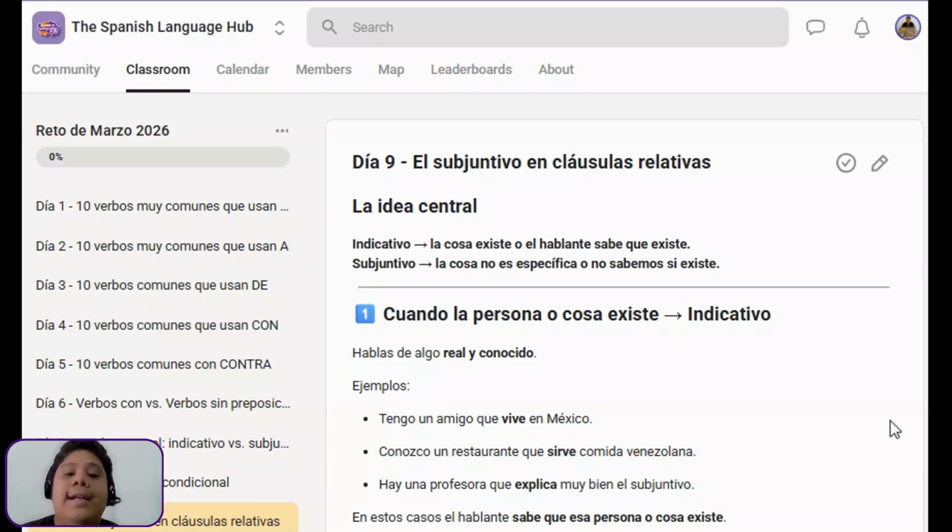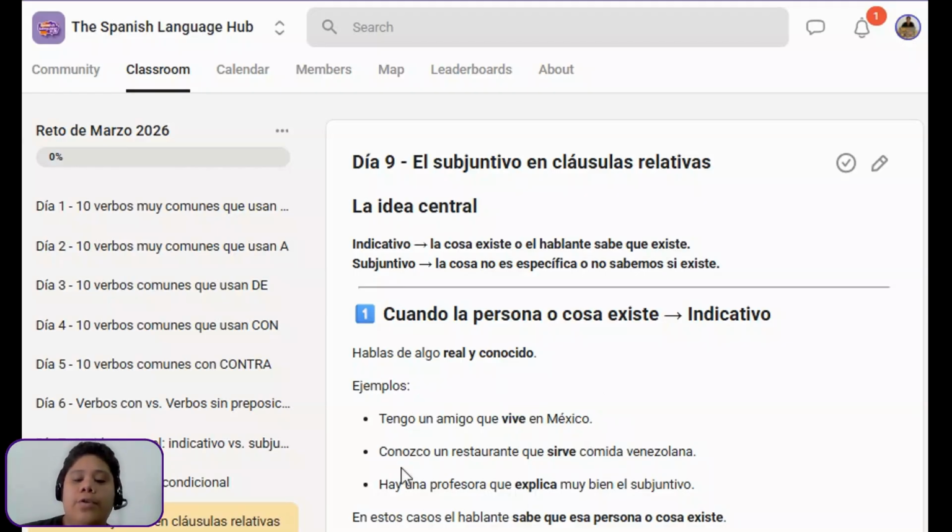For example, tengo un amigo que vive en México. I have a friend that lives in Mexico. Conozco un restaurante que sirve comida venezolana. I know a restaurant that serves Venezuelan food. Y hay un profesor que explica muy bien el subjuntivo. There is a teacher that explains the subjunctive very well. So remember, these are in present tense, not subjunctive.